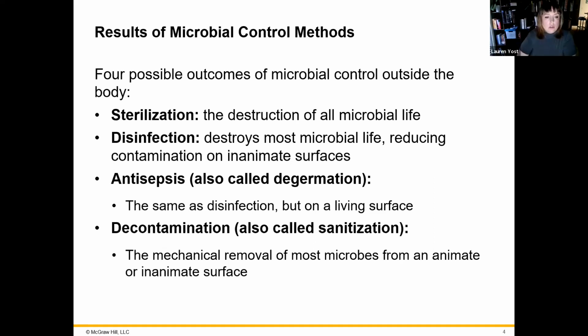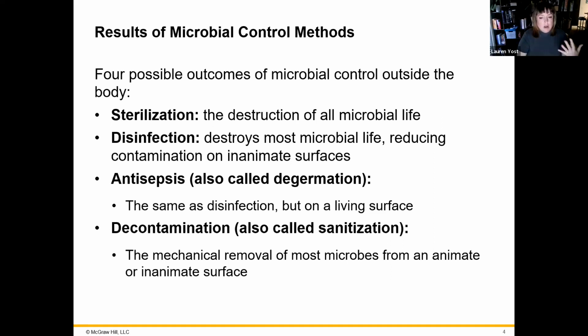So the four main terms that we're going to be using to describe microbial control will be sterilization, disinfection, antisepsis, which you can also call degermination, and then decontamination, which is sanitization. Sterilization is going to be the destruction of all microbial life, including endospores. Disinfection, we're talking about most microbial life, usually on inanimate surfaces. Antisepsis is the same thing as disinfection, but this time for animate objects, so living surfaces.